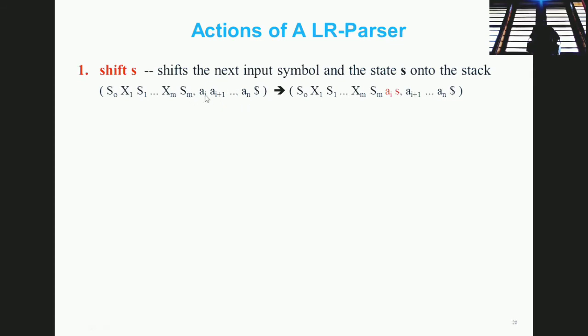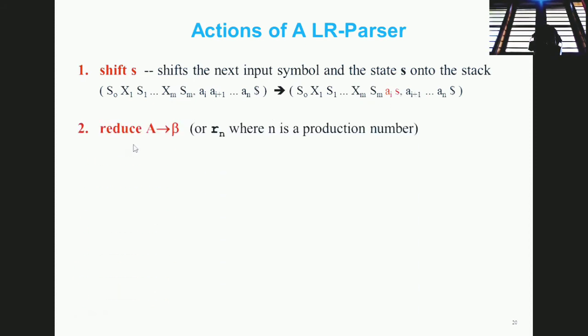Now after reading ai, assume that you have pushed a onto the stack, then it becomes what? Sm followed by ai, and for that we have pushed state S onto the stack. Now you can observe that earlier your input was ai, and now your input becomes ai+1.